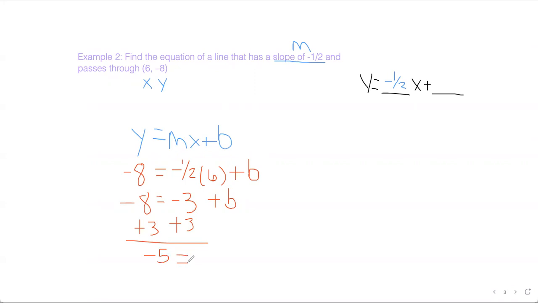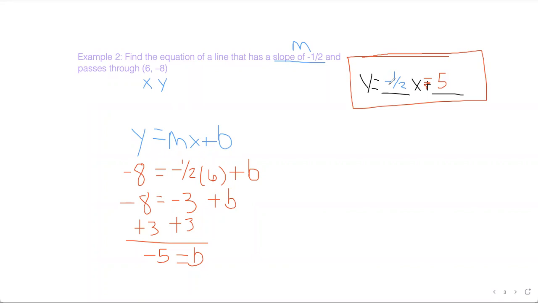And now I just have to come up to the top here, finish my equation. So probably I'm not going to write plus -5. It will just be y equals -1/2 x minus 5. You don't usually put the plus negative. You don't do a double sign there. So it'll just be y equals -1/2 x minus 5 is my final answer for this problem.